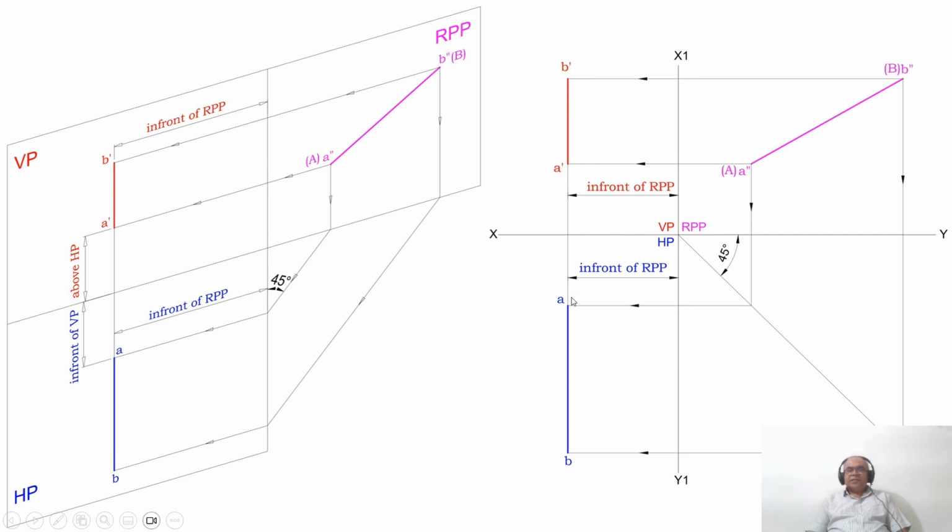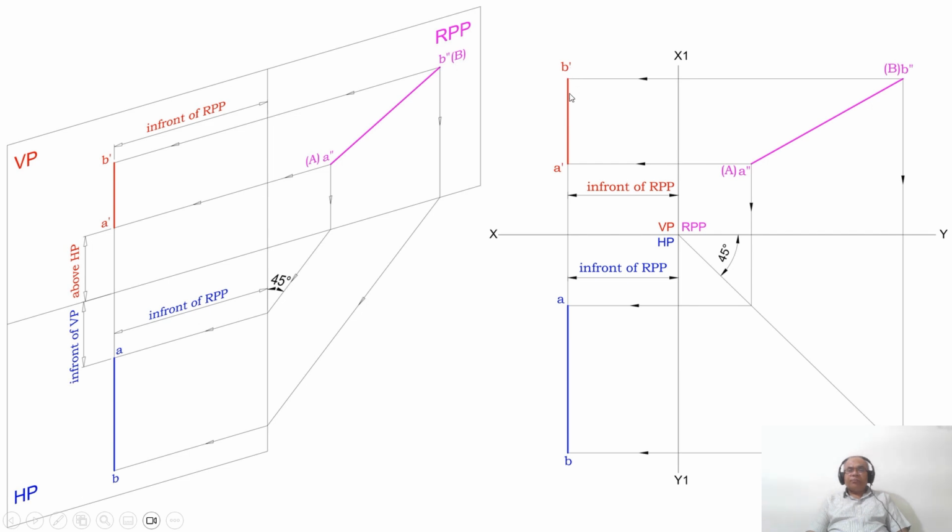Now this is also not in true length. Why? Because true length in HP means it should be parallel to HP. But now it is inclined to HP. Which is the HP line? This is the HP line and this is the VP line. So the line is inclined to VP, therefore in VP you will not be able to get the true length. Line inclined to HP, therefore you will not be able to find the true length in HP.